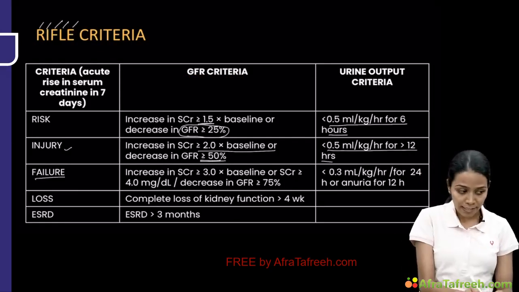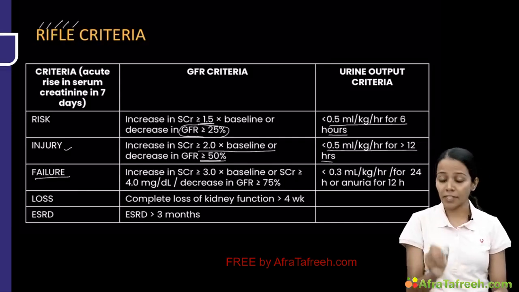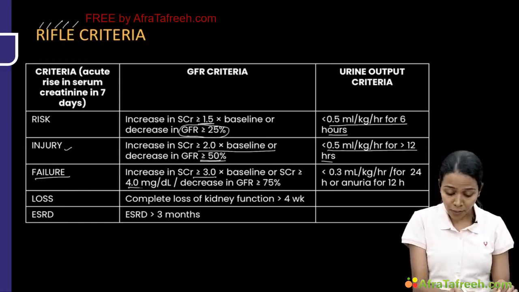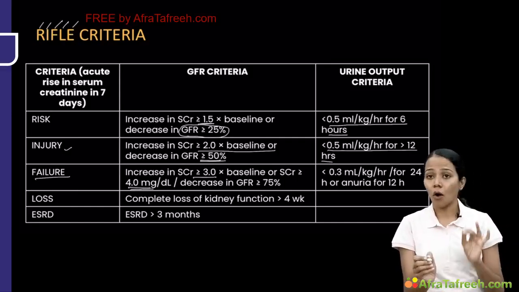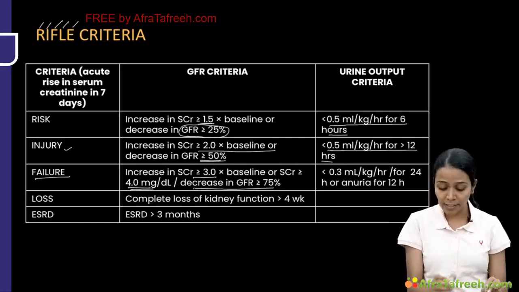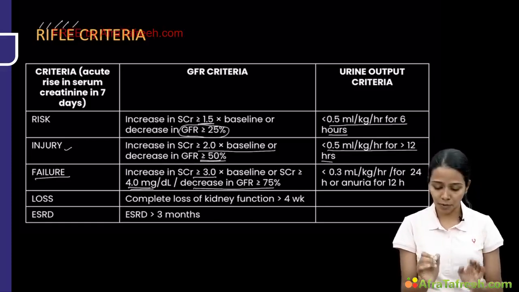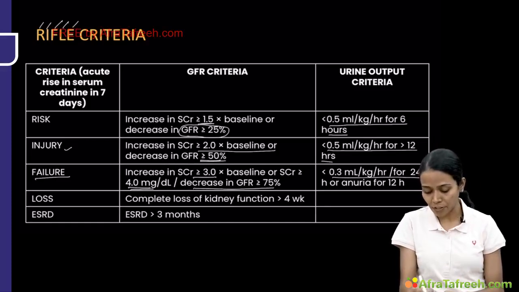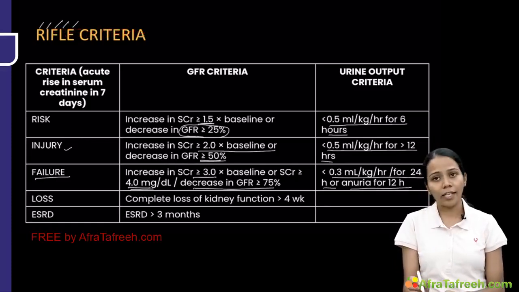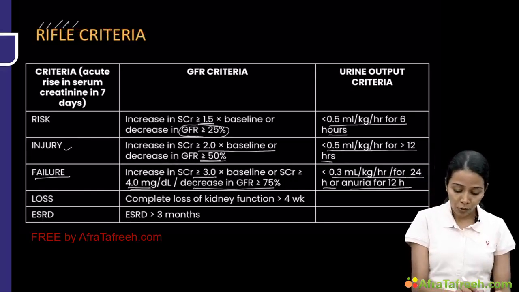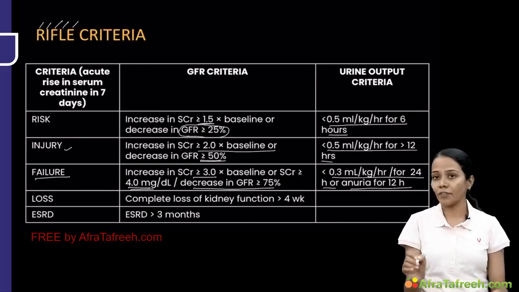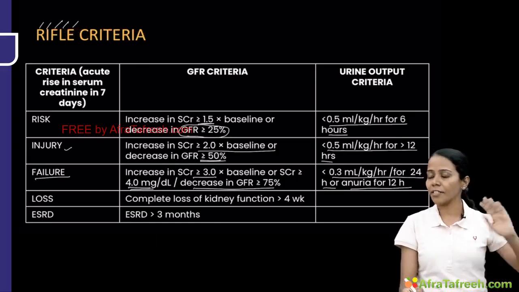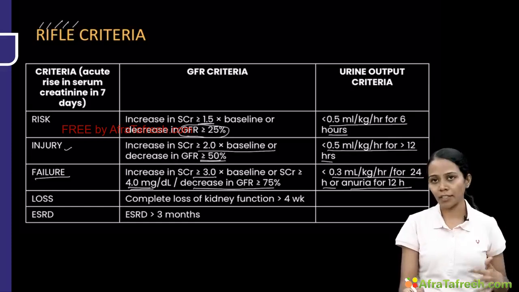Next is failure. Failure is when serum creatinine is more than 3 times the baseline or absolute value of more than 4, or if the patient has a decrease in GFR of more than 75%. Again, urine output criteria is the same, less than 0.3 ml per kg per hour for 24 hours or anuria for 12 hours. Now, loss is complete loss of kidney function for more than 4 weeks. So this R, I, and F is like KDIGO stage 1, 2 and 3.